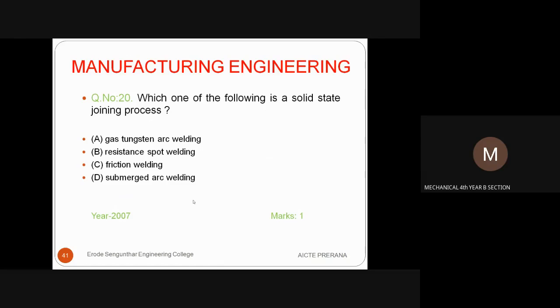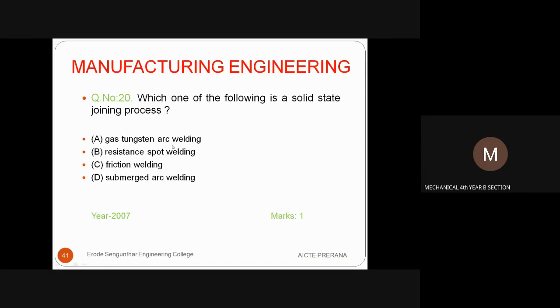The options here are: option A, gas tungsten arc welding; option B, resistance spot welding; option C, friction welding; and option D, submerged arc welding. So what is solid state welding? That is the question. This question was asked in the year 2007. Okay, so gas tungsten arc welding, what do we use it for?